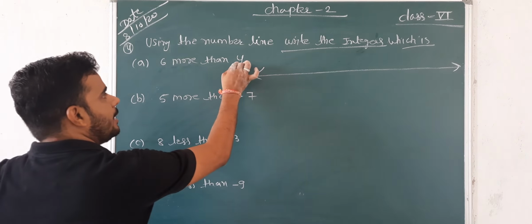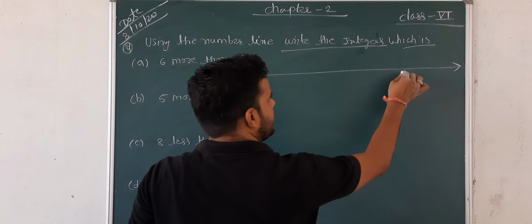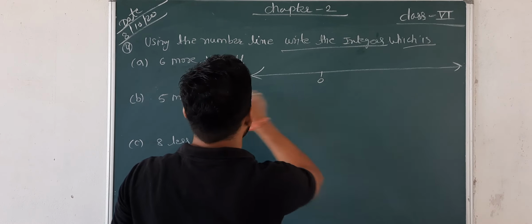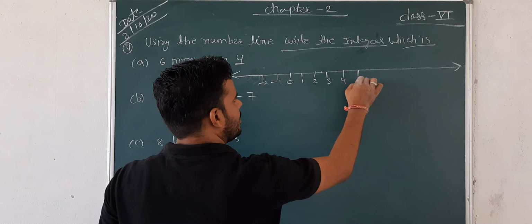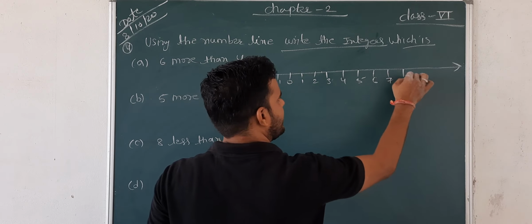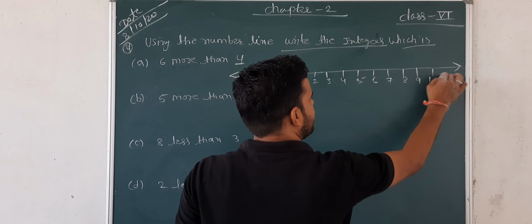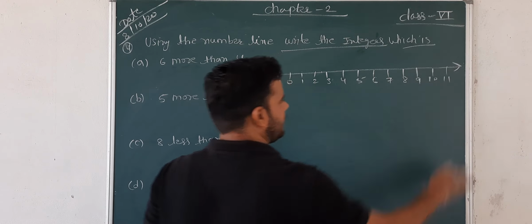So first we will draw this number line. 0, all positive is there. So you do like this: 0, negative 1 and negative 2. If you want to draw more, then you can draw 1, 2, 3, 4, 5, 6, 7, 8, 9, 10, 11. So 6 more than 4. So we are standing on 4.